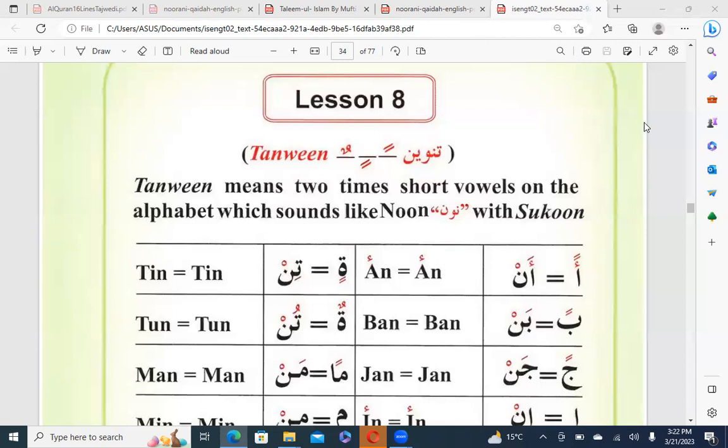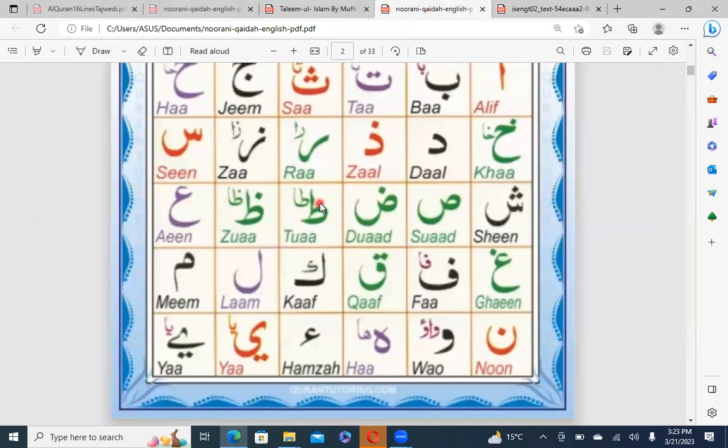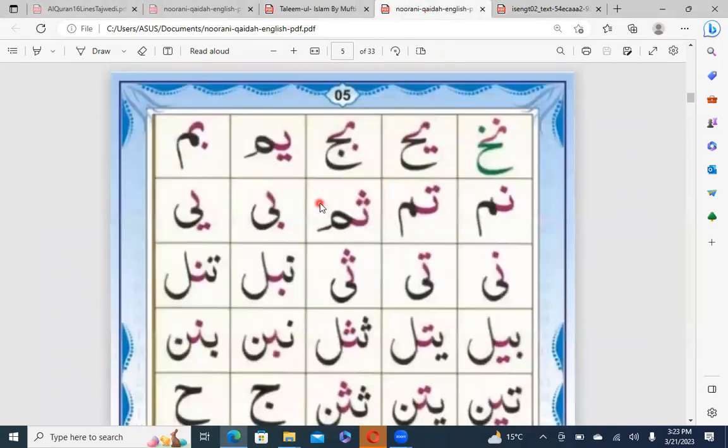Tanween means two times short vowels on the alphabet, which sound like noon with sukoon. Okay, so let's start. So two fatha sound an, two kasra sound in, and two zamma sound un.